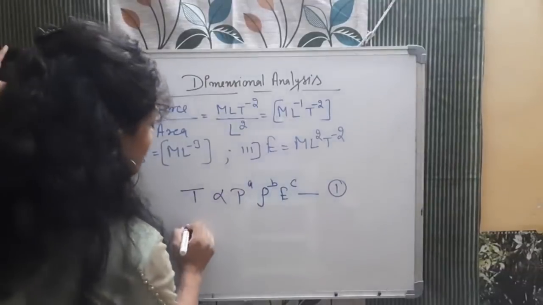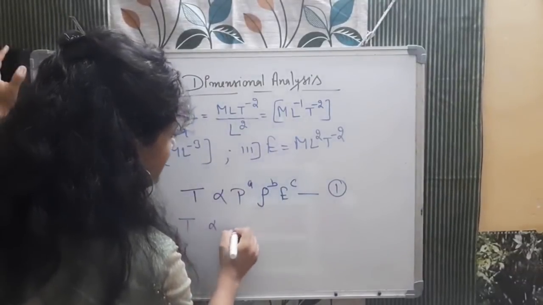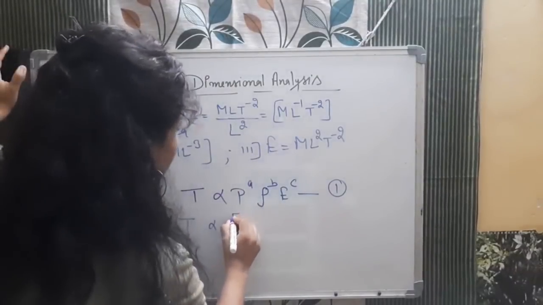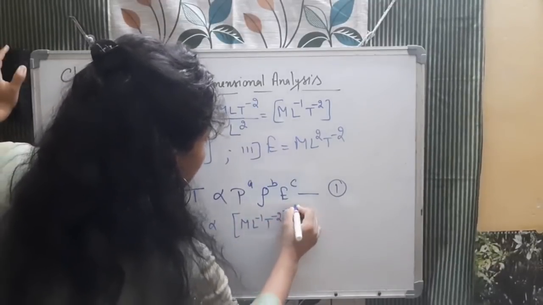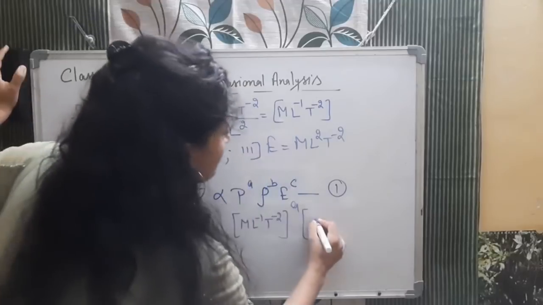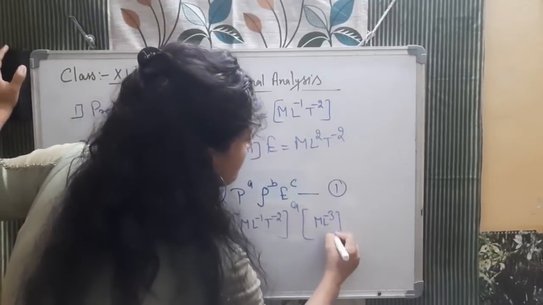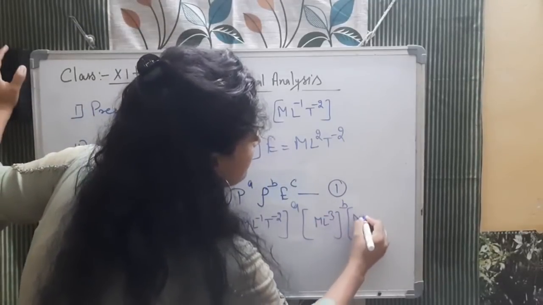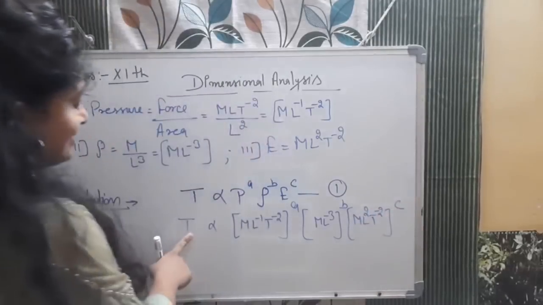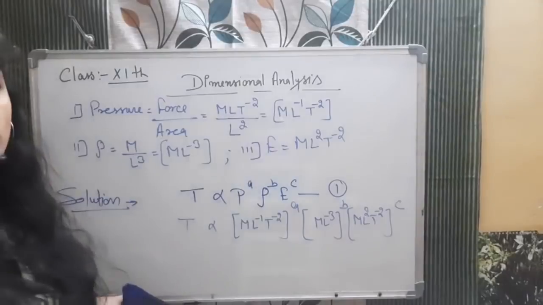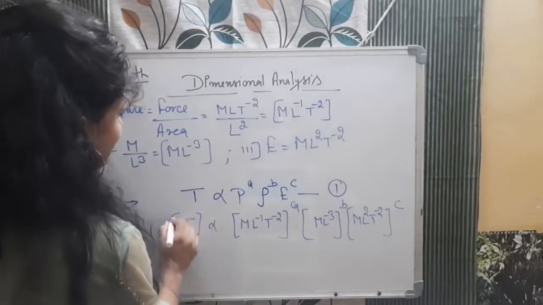Now put the dimensional formula here. T is directly proportional to pressure, which is M L minus 1 T minus 2 power A, density M L minus 3 power B, and energy M L2 T minus 2 power C. This side it is time period, so the time period has dimension only of time. So this side it is time only.